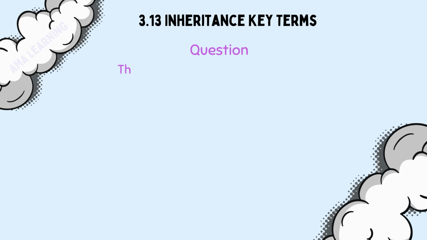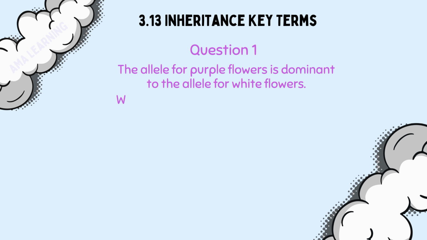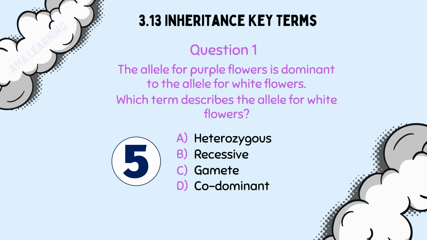Question 1. The allele for purple flowers is dominant to the allele for white flowers. Which term describes the allele for white flowers? And the correct answer is B. The white flower is recessive.